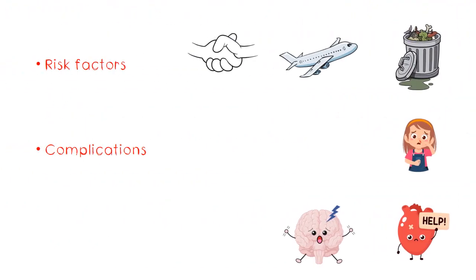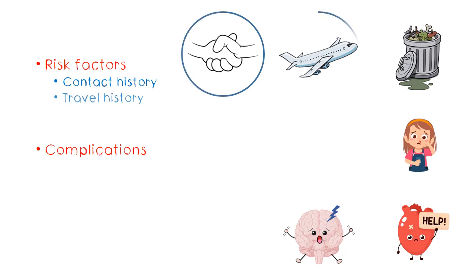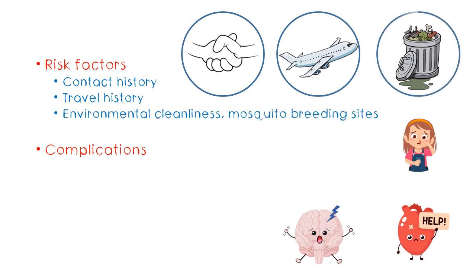Finish off the history of the presenting complaint by asking about the risk factors and complications. According to the most possible diagnosis, risk factors can vary, but ask about any contact history of the disease, travel history to endemic areas or where the suspected illness is common, and about environmental cleanliness and surrounding mosquito breeding sites.